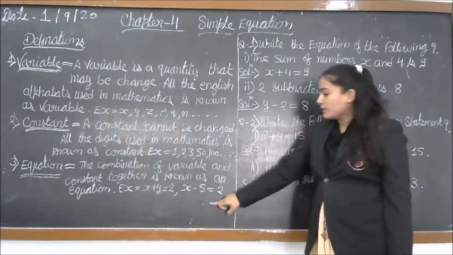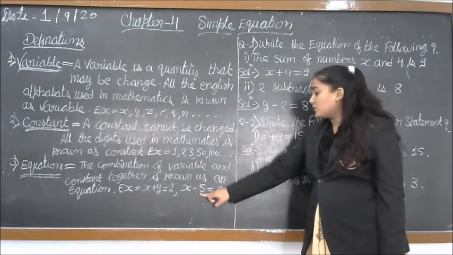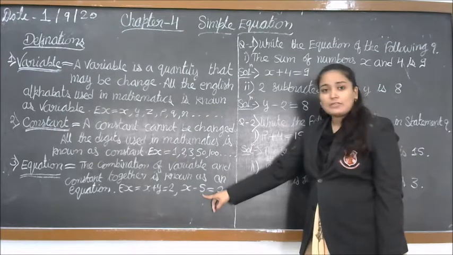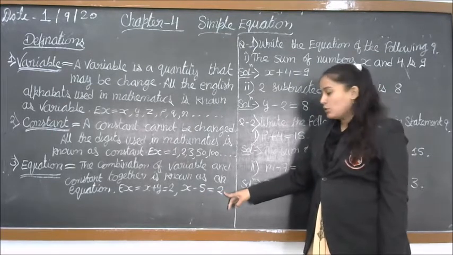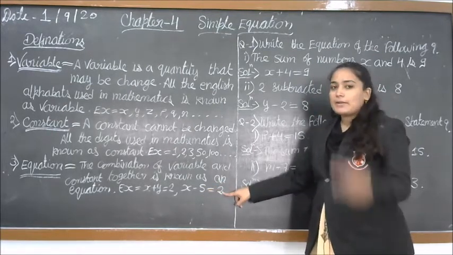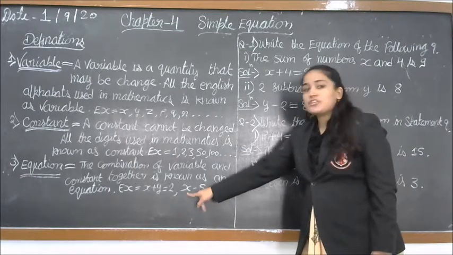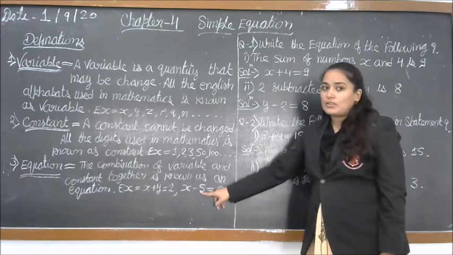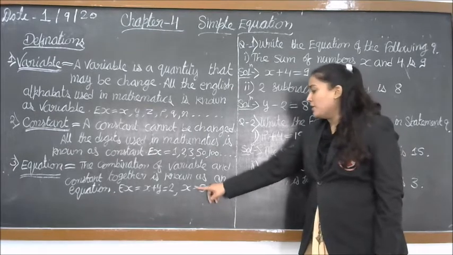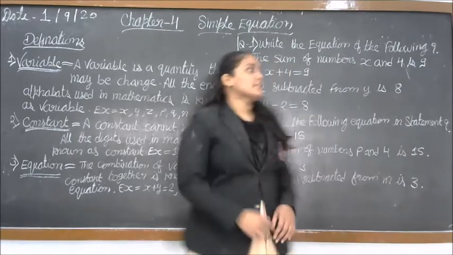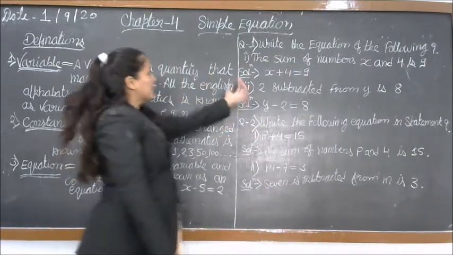Now, in the second example, x minus 5 equal to 2. X is a variable, 5 is a constant, 2 is also a constant. In this example, there are 2 constants and 1 variable, and the operation between the variable and the constant is subtraction. So, this is an equation. Now let us discuss some questions.